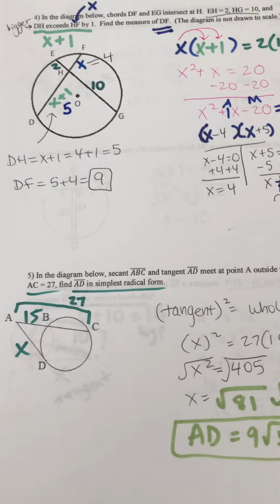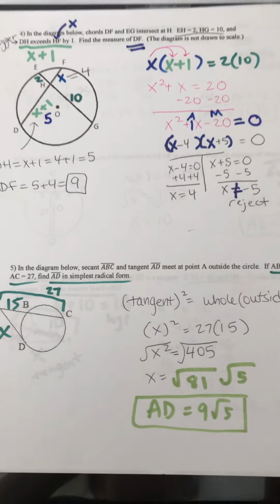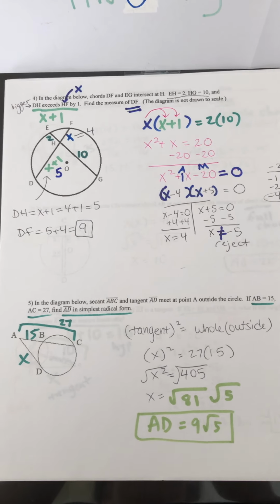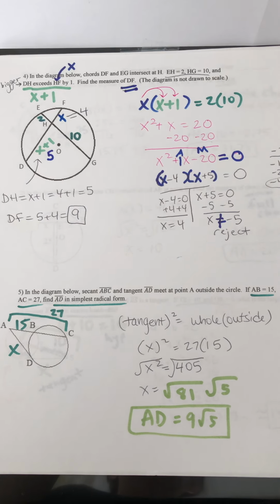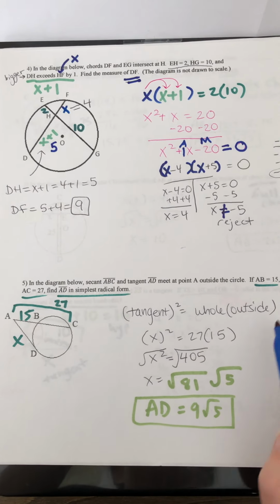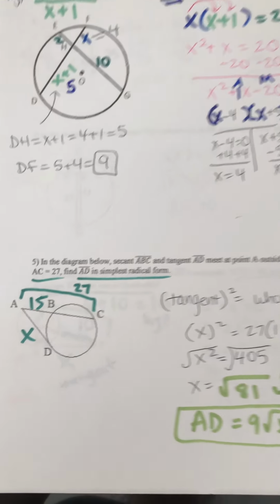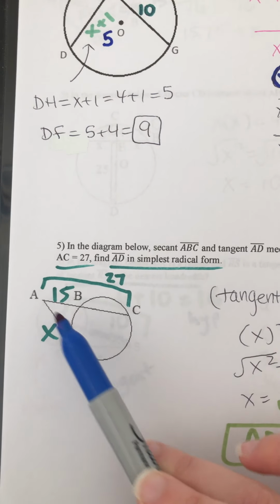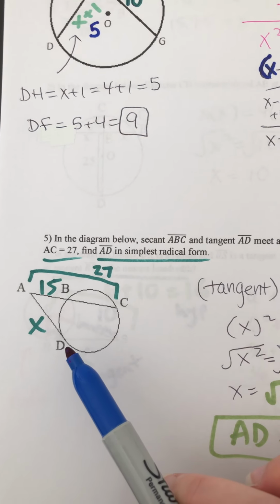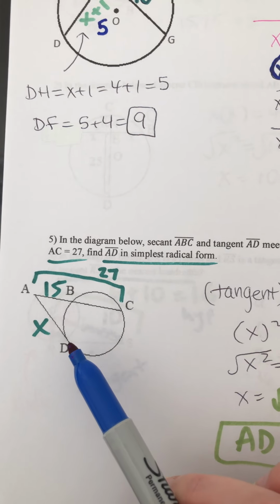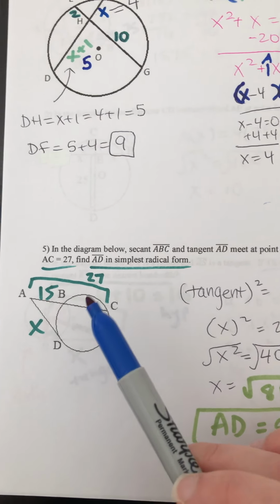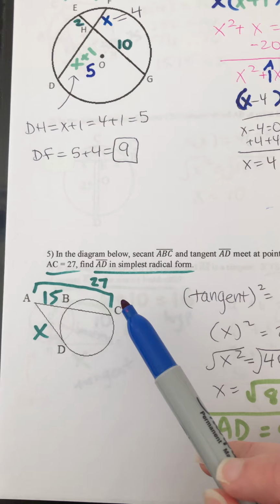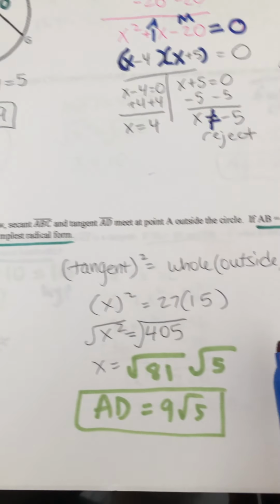The next question is with secants and tangents. Mr. Krieger and I are going over this formula that tangent squared equals whole times outside. We like to write the formula down first and then plug the numbers in. The tangent is the side that only has one number on it, and it touches the circle one time. That's x squared right there. And it's whole 27 times the outside segment of 15.